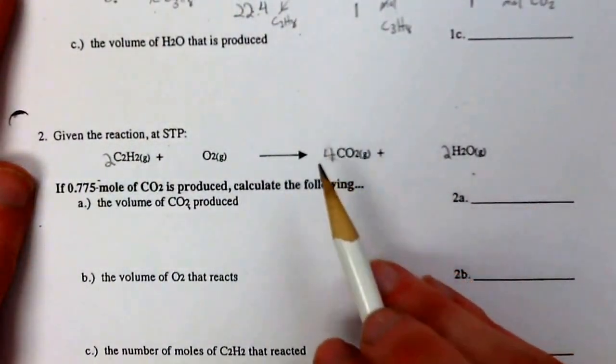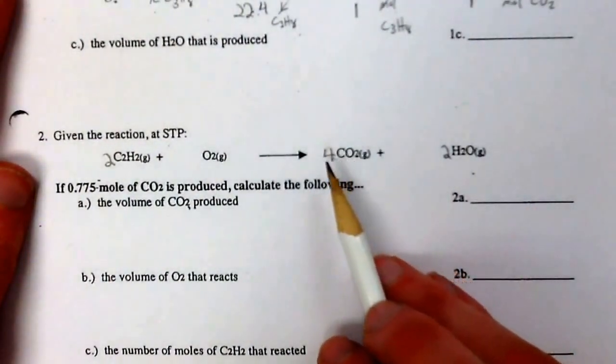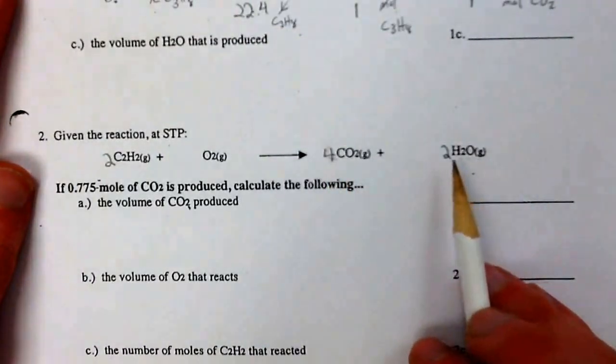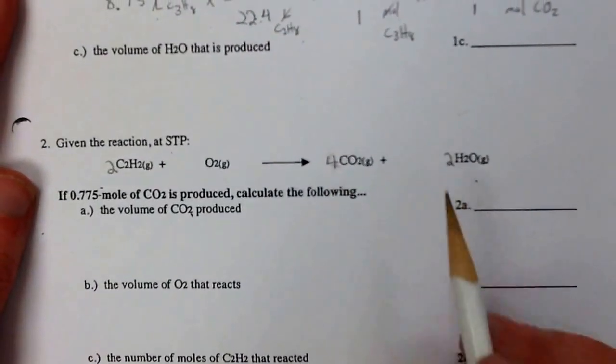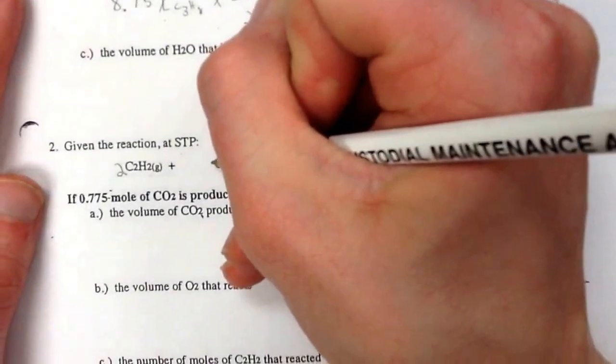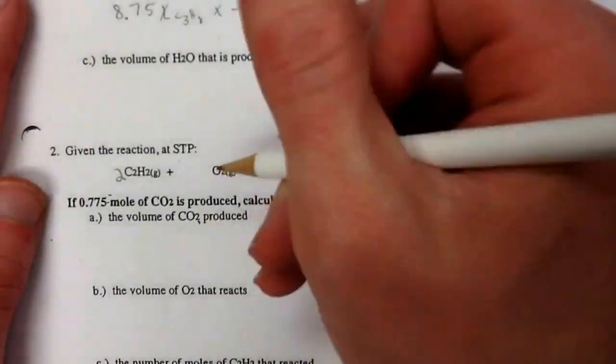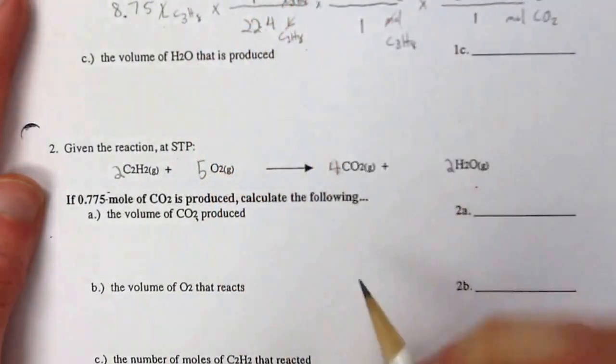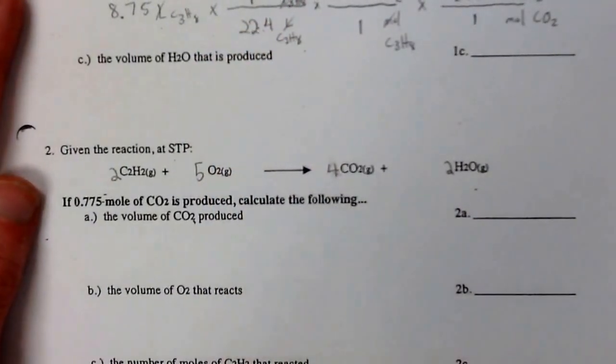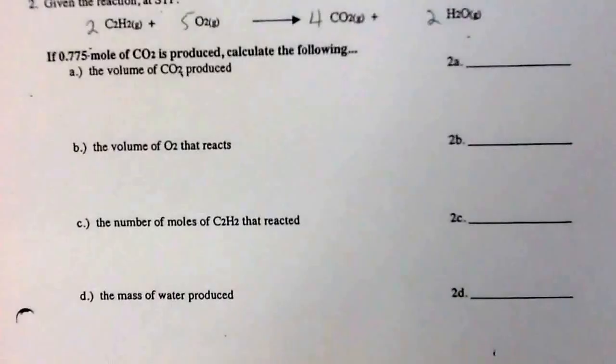Okay, now we're looking at our oxygen. So now I have 4 times 2, which is 8, plus 2 times 1, which is 2. So 2 plus 8 is 10. And I can turn this into 10 oxygens by putting a 5 right here, because 5 times 2 equals 10. So now I've balanced my equation.